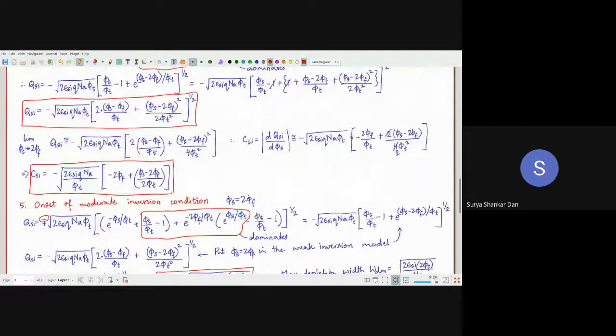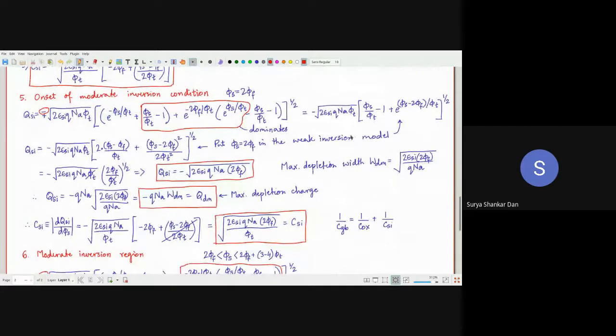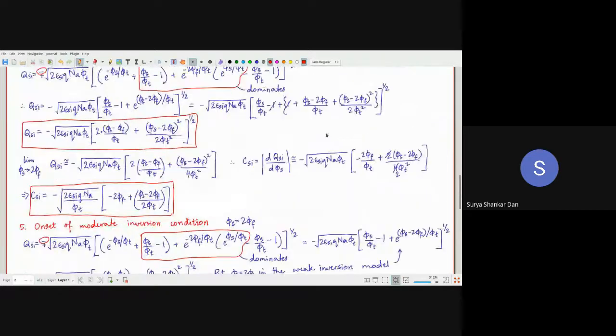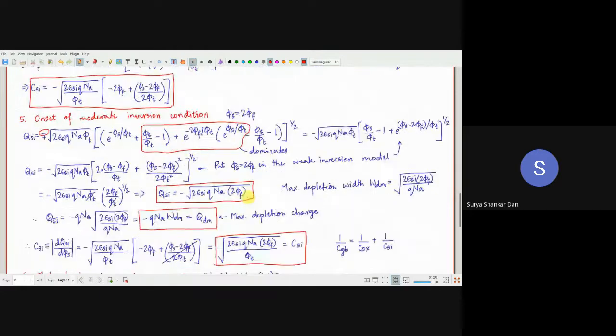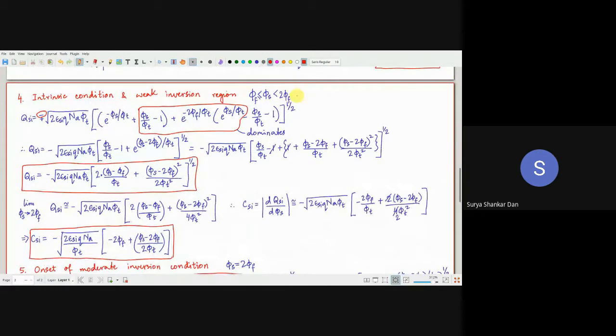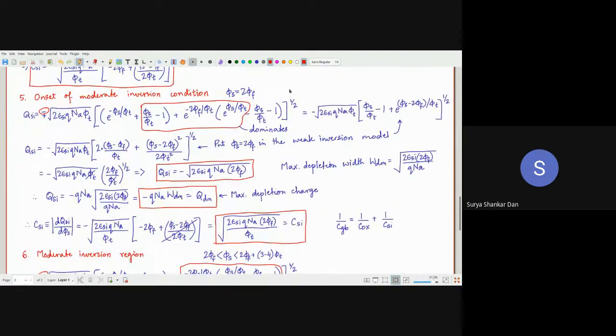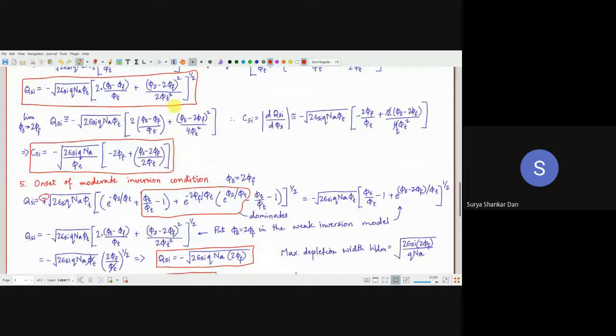Now comes the interesting, most important part. This is the onset of moderate inversion. Notice in the onset of moderate inversion, we have essentially selected the same region only. Look here also, this part from phi s to here, and here also from phi s to here. So in the onset of moderate inversion, instead of putting a range of surface potential values, I will simply put phi s equal to 2 phi f in the above relations. So there are two ways you can do it.